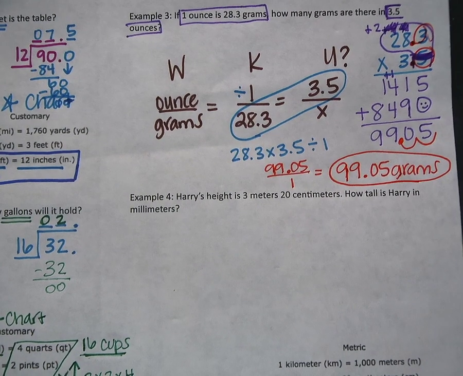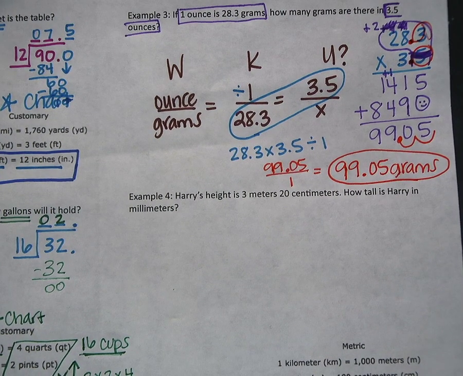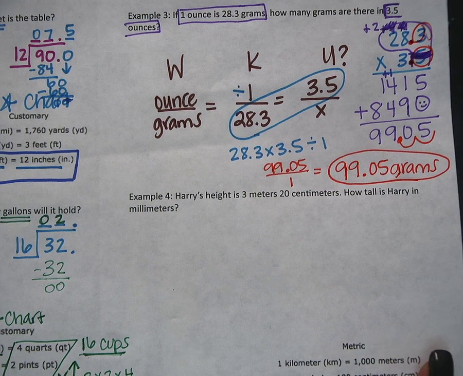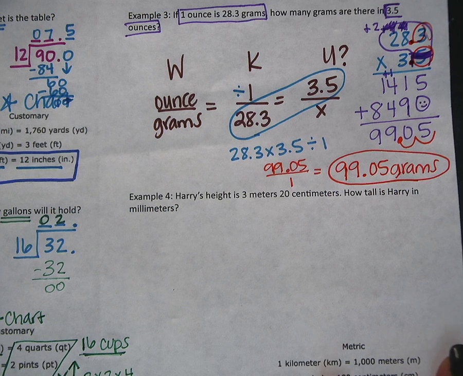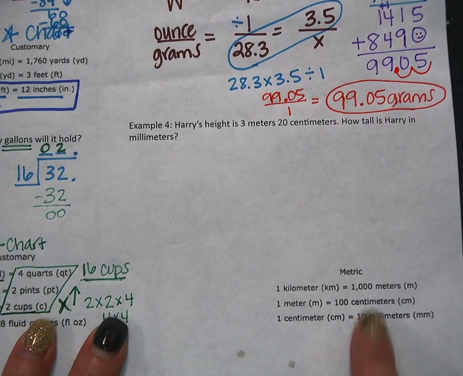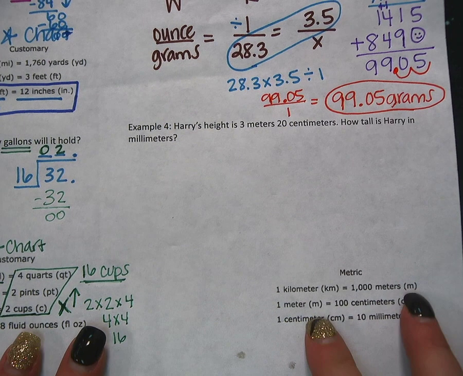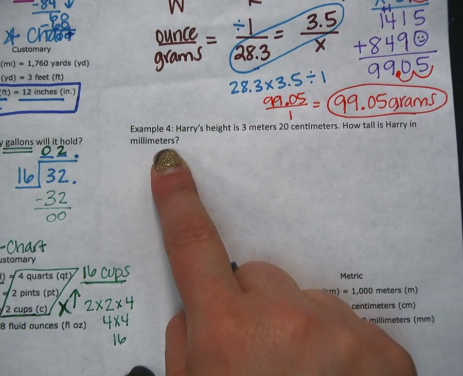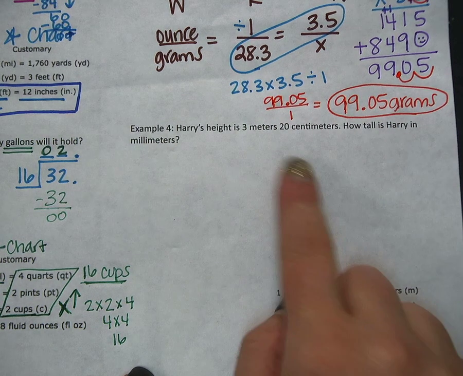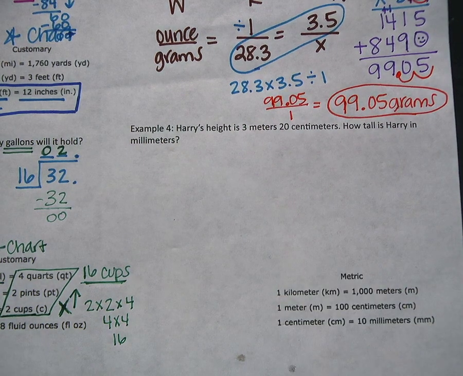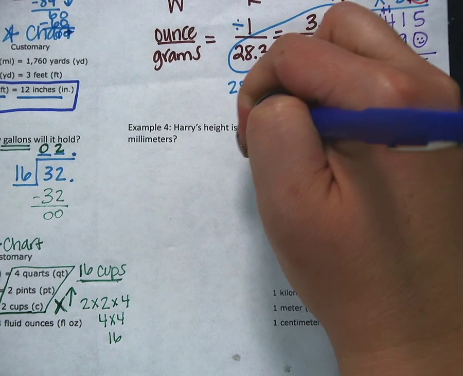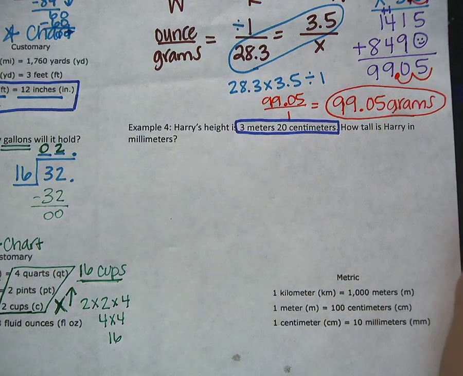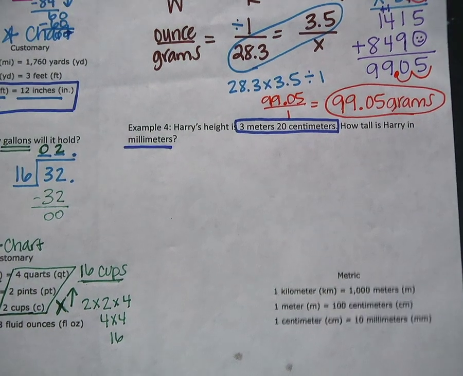Example number 4, we have Harry's height is 3 meters 20 centimeters. How tall is Harry in millimeters? Okay, so I'm going to use my star chart again. Remember, they are giving us a number and asking us to change it to something else. So I am going to make a WKU, and I'm going to start with my words again. So in this case, we want everything to become millimeters.